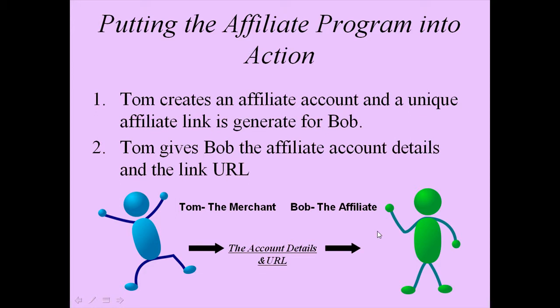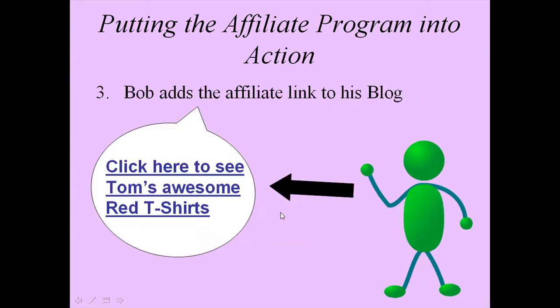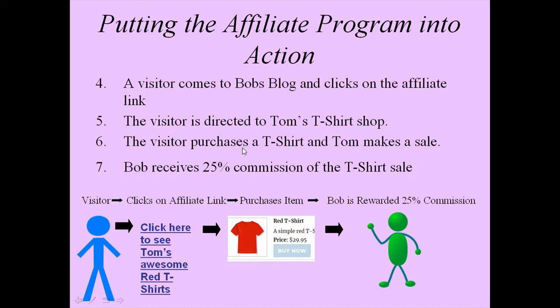A unique affiliate link is generated and given to Bob from Tom. Next, Bob then adds this link to his blog style website. So as you can see, Bob would add this link here to his sidebar or into his blog. Then, a visitor reading Bob's blog decides they would like to click on the link.